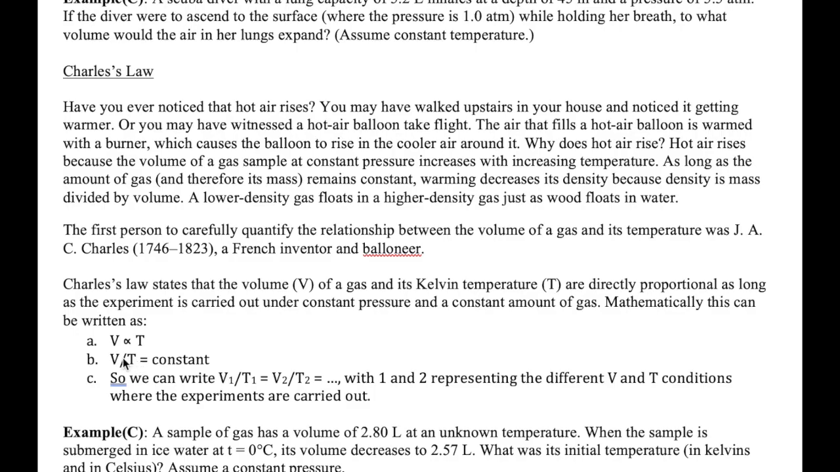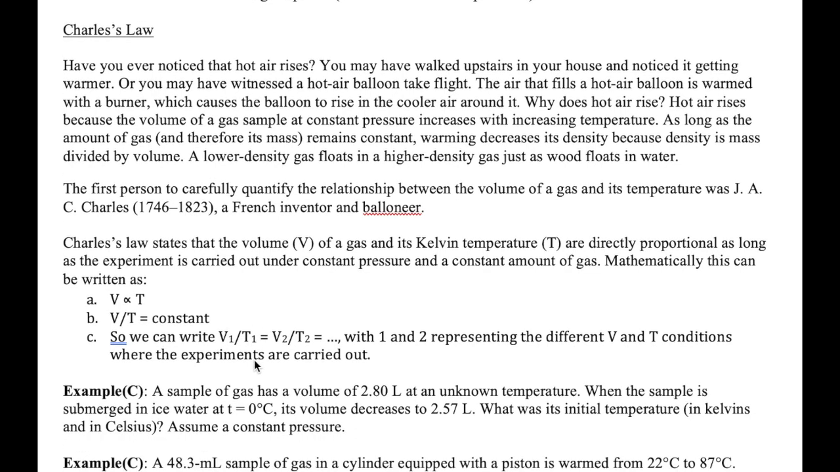If you divide the volume by the Kelvin temperature, you will find that you get the same value every time. This means that Charles's law can be written in the following equation form: V over T equals a constant. Using the same idea as we did in Boyle's law, that means we can write V1 over T1 equals V2 over T2 equals V3 over T3 and so on. It's important to remember that Charles's law is only observed when the temperature is in degrees Kelvin.